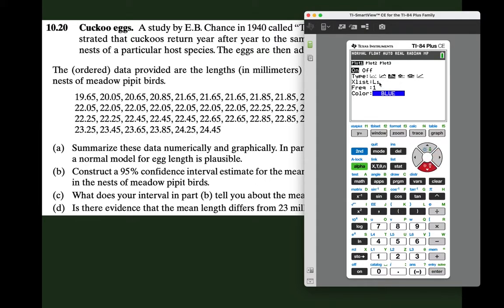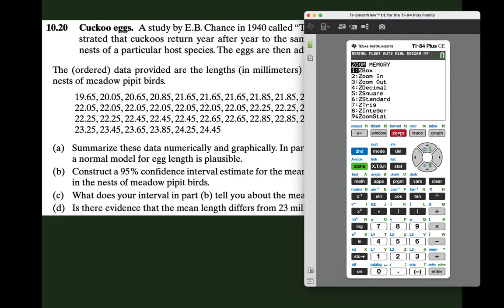And then I need to paste in the list name. So, second stat. I'm going to take a shortcut. You can just press the number 7 here. And now in this particular example, I'm not really worried too much about drawing or printing this histogram out or anything like that. I'm just looking at it to get a sense of what the shape is.